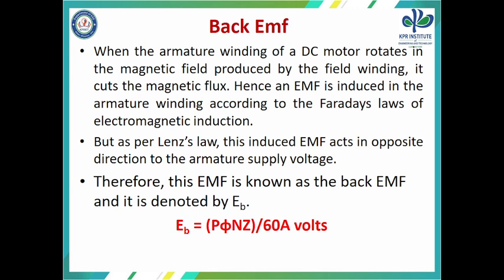Back EMF, one of the important topics. When the armature winding of a DC motor rotates in the magnetic field produced by the field winding, it cuts the magnetic field. An EMF is induced in the armature winding according to Faraday's law of electromagnetic induction. But as per Lenz's law, the induced EMF acts in the opposite direction to the armature supply voltage. Therefore, this EMF is known as the back EMF. It is denoted by E suffix B. So this is the formula for back EMF. We have E_B equal to P phi N Z by 60 A volts.